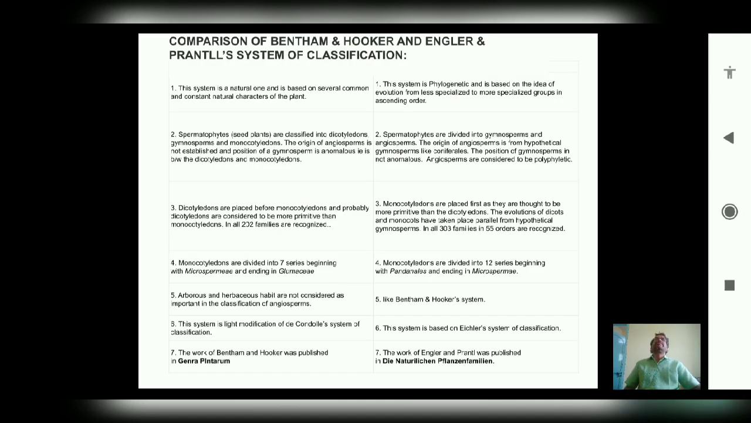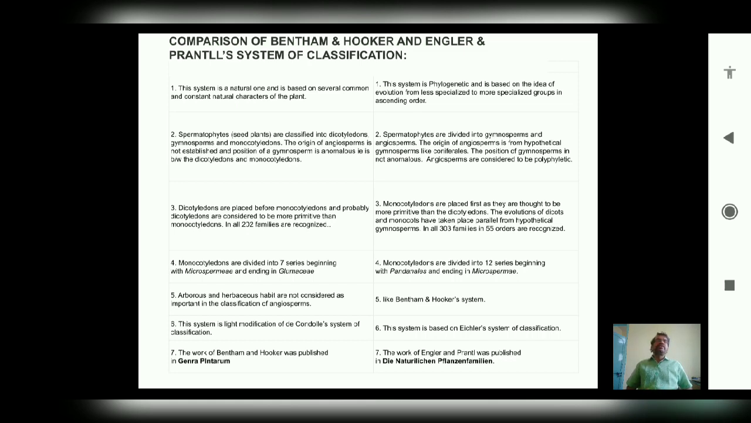So this is the comparative slide showing the comparison between the Bentham and Hooker and Engler and Prantl systems of classification. Well, you can just make out the differences between these two systems of classification, and both systems of classification of flowering plants are followed widely in most of the universities, and therefore this comparative statement has been given mainly to see the differences in these two systems of classification.